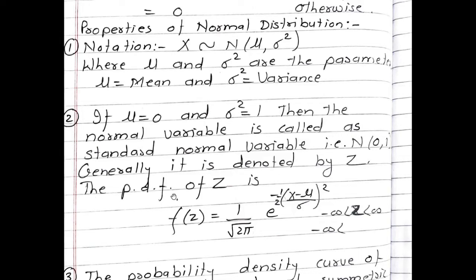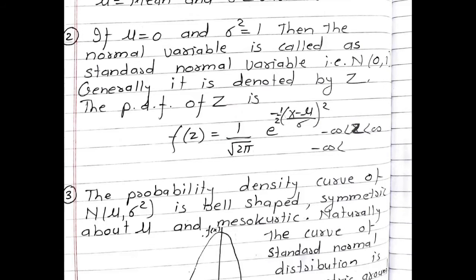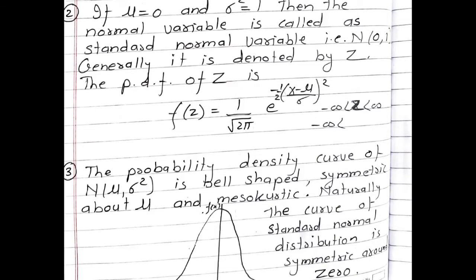The probability density function of z is given by f(z) = 1 upon root 2 pi e raised to minus z square by 2, minus infinity less than z less than infinity. Third property, the probability density curve of normal (mu, sigma square) is bell-shaped, symmetric about mu and mesokurtic. Naturally, the curve of standard normal distribution is symmetric around 0.